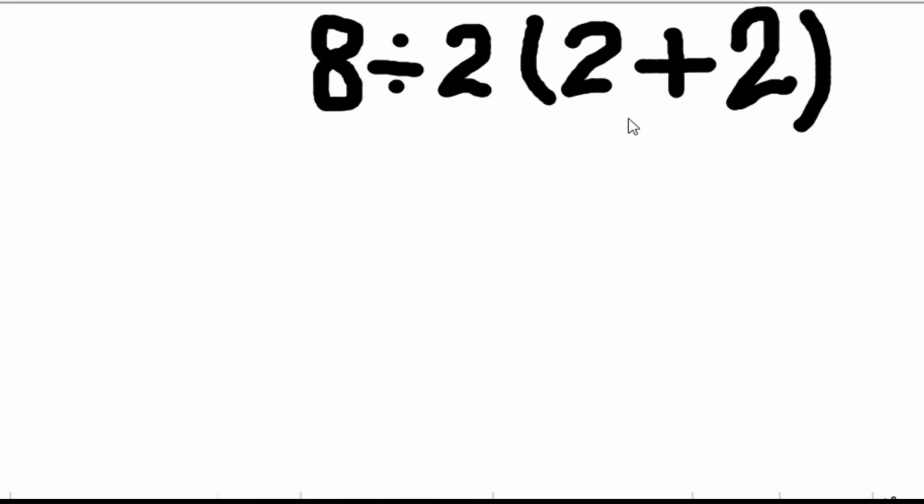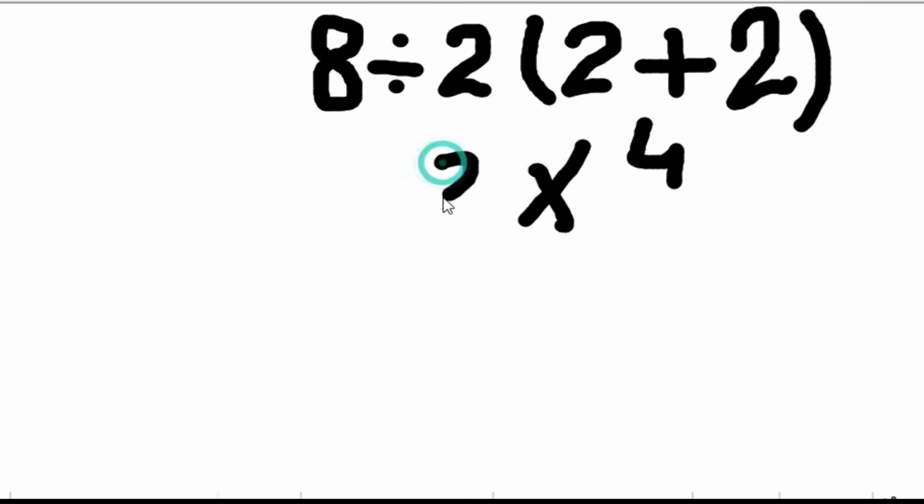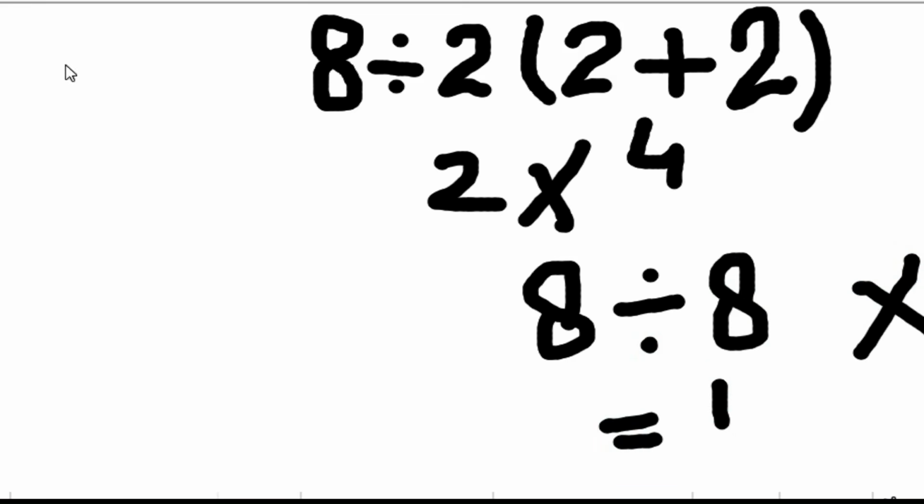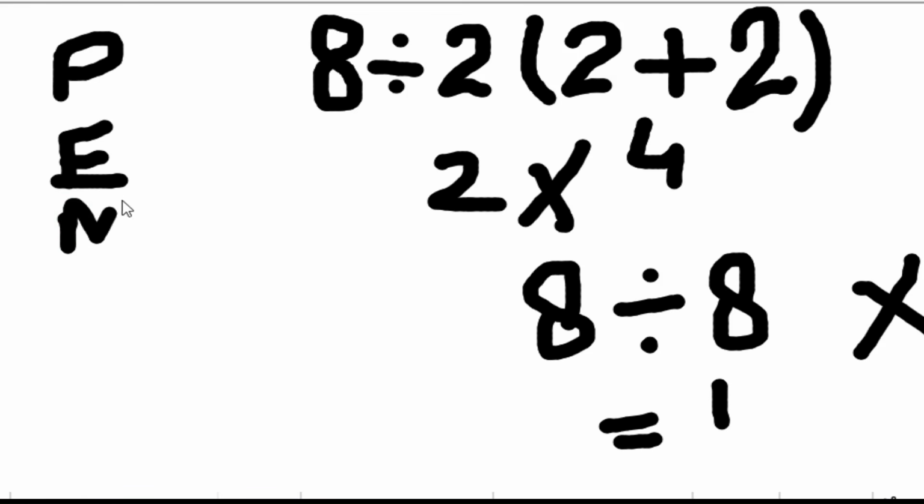2 plus 2 gives us 4. And 2 by 4 equals 8. So, 8/8 gives us 1. But this answer is not correct because according to the order of operations, first we have to do parenthesis, then exponents, then multiplication or division, and finally addition or subtraction.